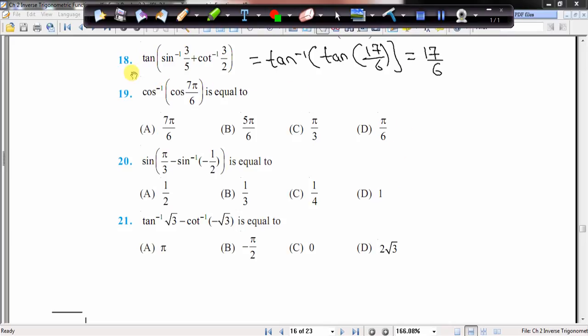So for the 18th question, in my earlier video I got tan inverse of tan of 17 by 6. So tan inverse of tan of 17 by 6 should be equal to 17 by 6. That is the answer for question 18. So let me solve questions 19, 20 and 21 in this video, and then I can move on to the next exercise.